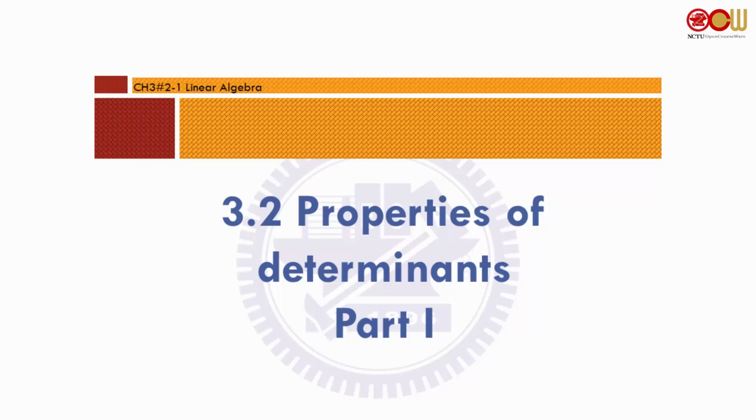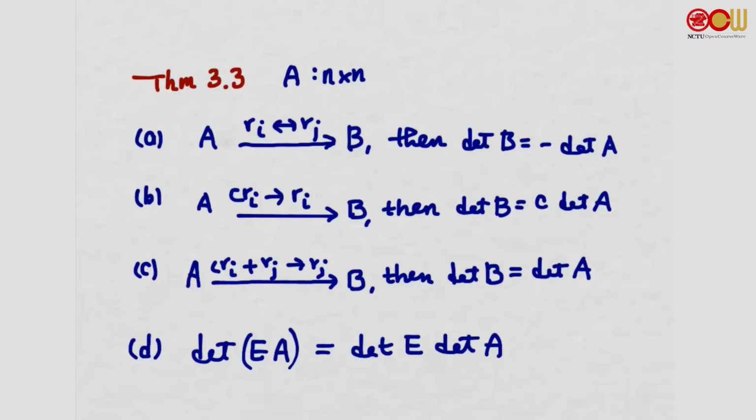Properties of determinant. Theorem 3.3. We have A here, an n by n matrix, and the theorem says if we interchange two rows of A, row I and row J, any two rows, then the determinant of B is related to the determinant of A like so. A simple minus sign here. And if we scale the ith row of A by a scalar C, then the determinant of B is equal to C times determinant A.